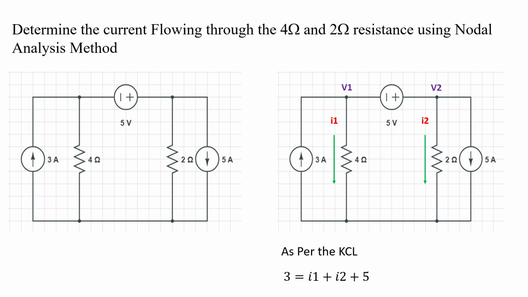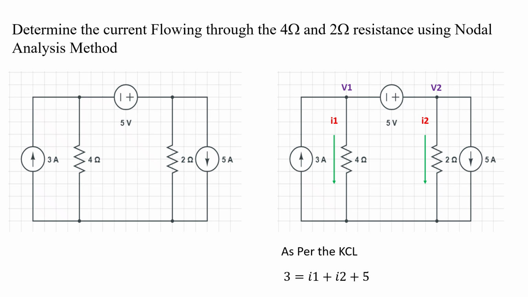So if you are eliminating the current source, we could not apply the KCL. That is the reason we are eliminating the voltage source only. So we are eliminating the voltage source virtually and applying the KCL at node 1. Here the current entering is 3 amps, and the leaving currents are I1, I2 and 5 amps.